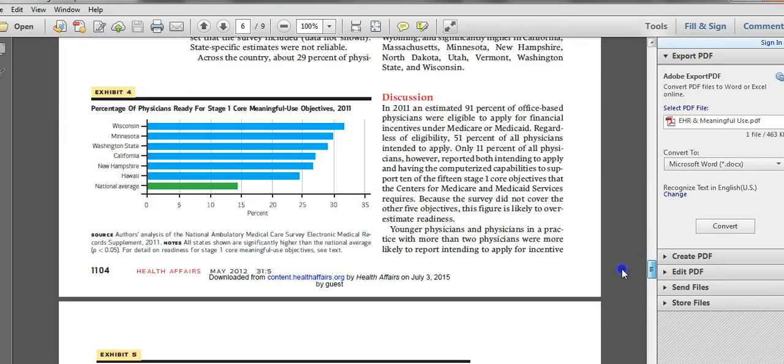And the discussion says, in 2011, an estimated 91% of the office-based physicians are eligible to apply for financial incentives under Medicare and Medicaid. Regardless of the eligibility, only 51% of the physicians intended to apply. Only 11% of them reported both intending to apply and having the computerized capabilities to support 10 of the 15 Stage 1 core objectives that the Centers for Medicare and Medicaid Services requires. So this is again meaningful use standards that are set by the CMS.